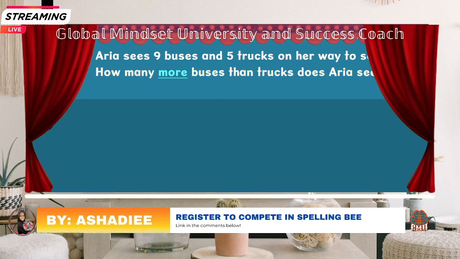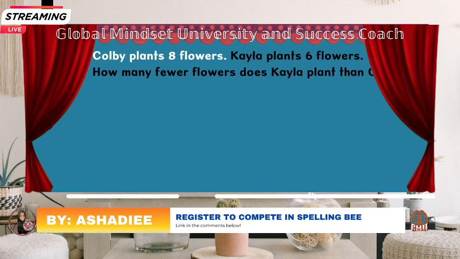Now, how many more buses than trucks does Aria see? Now, which means practically it'd be 9 minus 5. Because 9 buses and 5 trucks, it's minus.